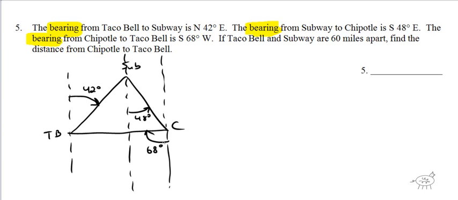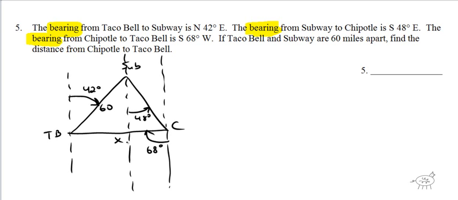If Taco Bell and Subway are 60 miles apart, so this is 60, I want to know how far Chipotle and Taco Bell are. So we're going to look for x. Okay? There's kind of a lot here. First of all, that line between Taco Bell and Chipotle is not an east-west line. I do not know that. You cannot assume that and say, oh, that angle by Taco Bell is a 90-degree angle. You cannot do that. It's very, very bad to do that.